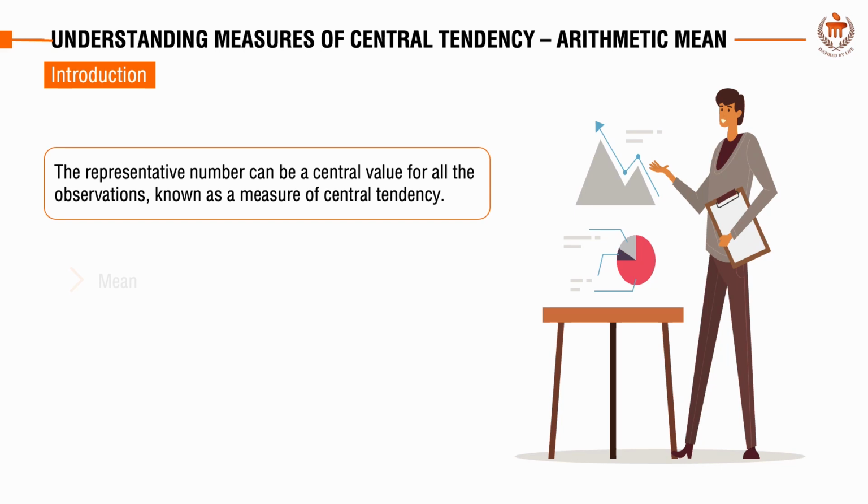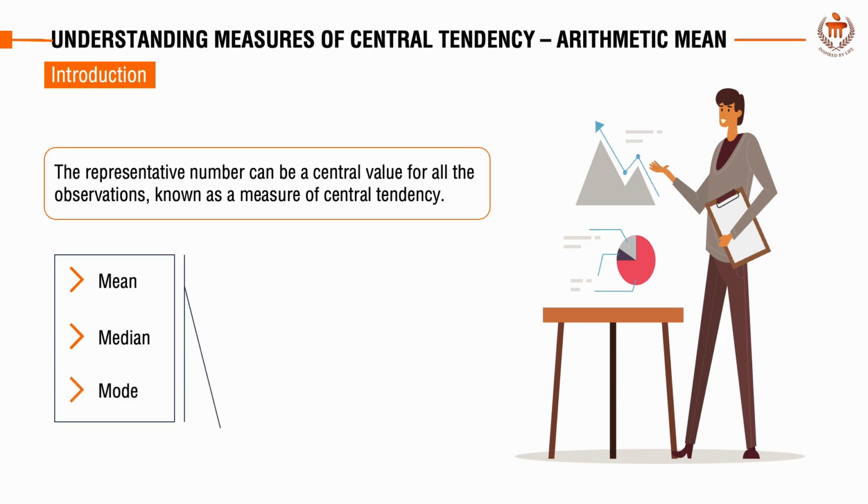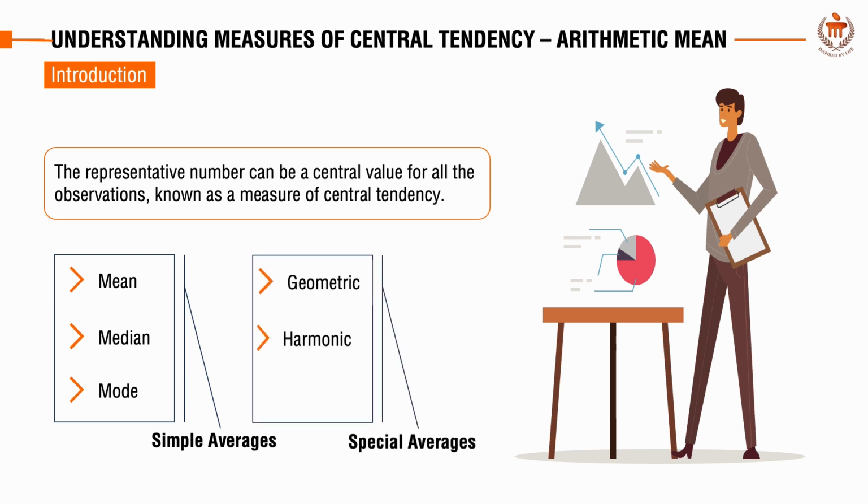There are basically five averages. They are the mean, the median, and the mode. Mean, median and mode are called simple averages. And geometric mean and harmonic mean are called special averages.